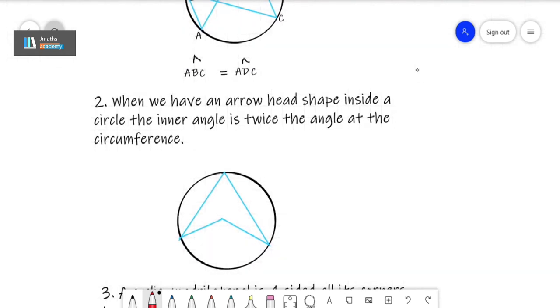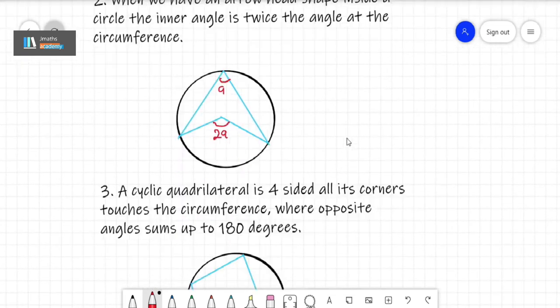Our second property says when we have an arrowhead shape inside the circle, the inner angle is twice the angle at the circumference. So for instance, at this arrowhead shape, if we have an angle here and an angle here, we will have angle A here. It implies that the angle at this point will be 2A. Let's continue.